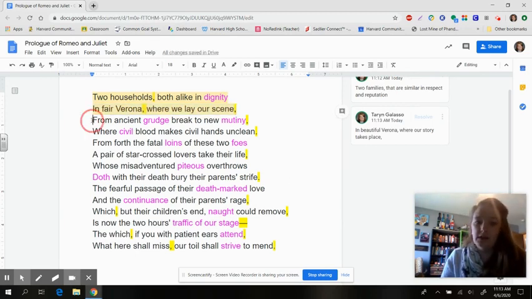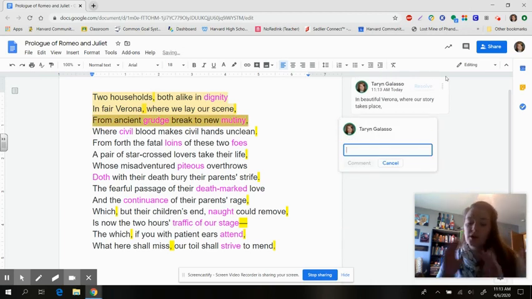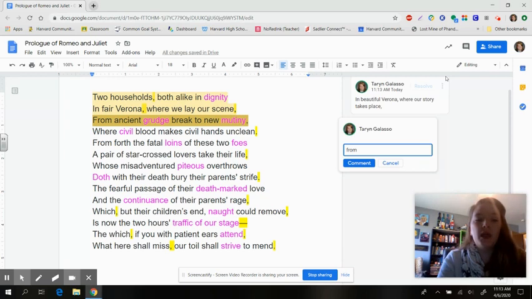All right, next line. From ancient grudge break to new mutiny. Alrighty, so this one is a little trickier, so we got to break it down into chunks. So let's start with from ancient grudge. So we're just going to use the word from, because that's an easy one. Ancient meaning very old, so from a very old. Grudge meaning disagreement, fight, something that you hold against someone.